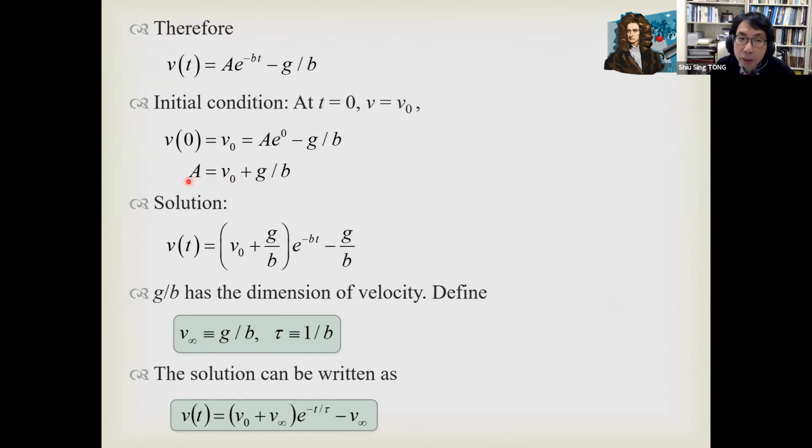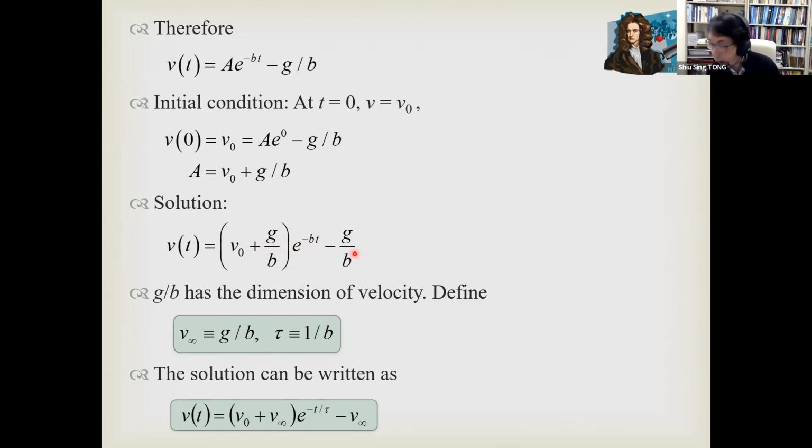So now we have found a. So we substitute a back into this equation to find the solution. The solution is now given by v0 plus g over b, the brackets of it multiplied by the exponential factor, exponential minus bt, minus another constant g over b. Okay.